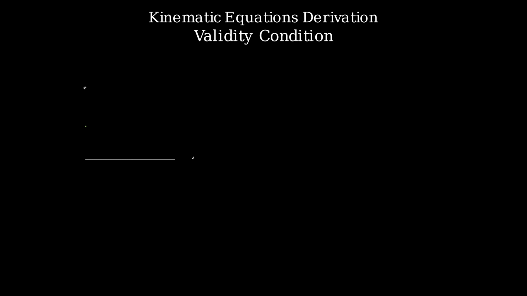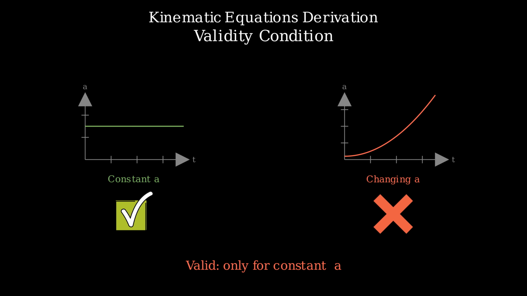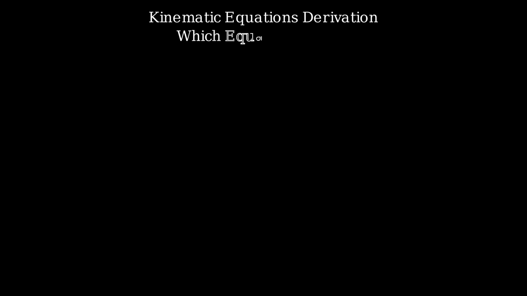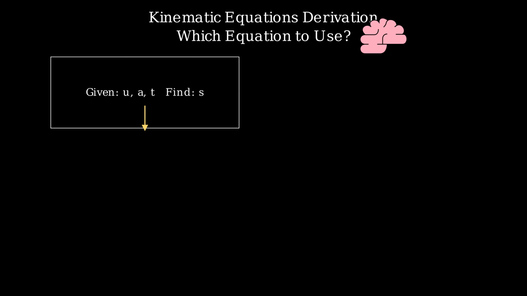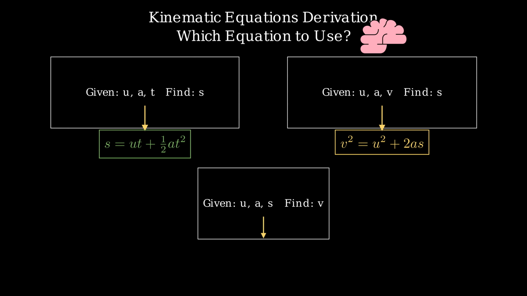These three equations are valid only under one condition, constant acceleration. If acceleration changes, these equations don't work and you must use calculus directly. Let's see how to choose which equation to use. If the problem gives you initial velocity, acceleration and time and asks for displacement, use equation 2.